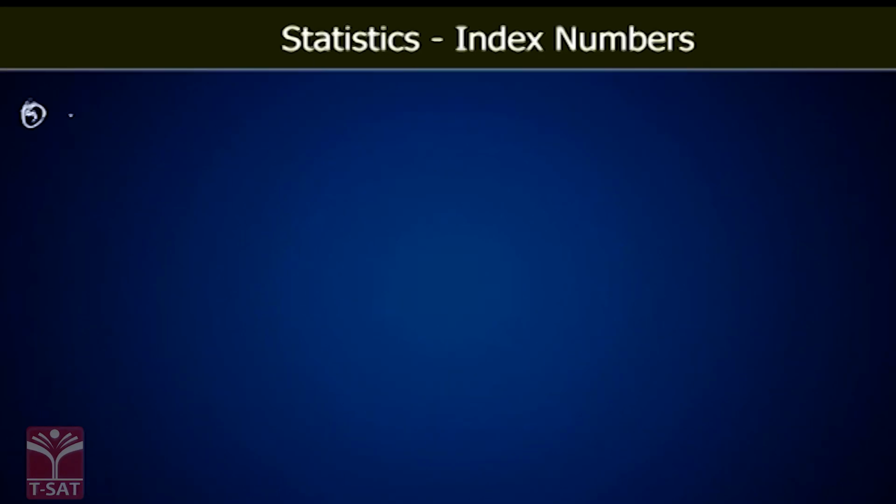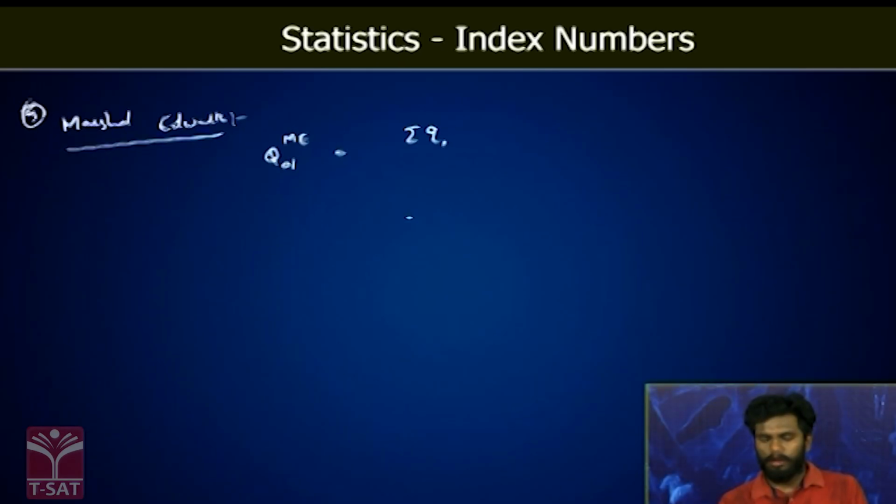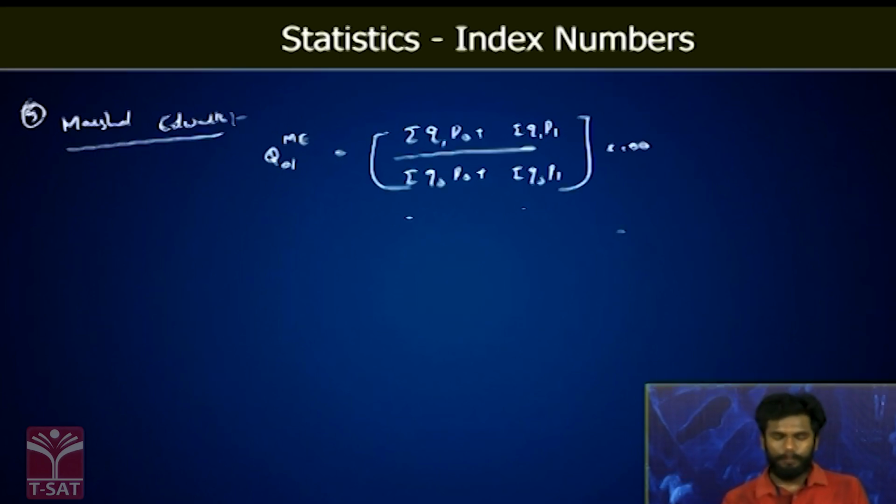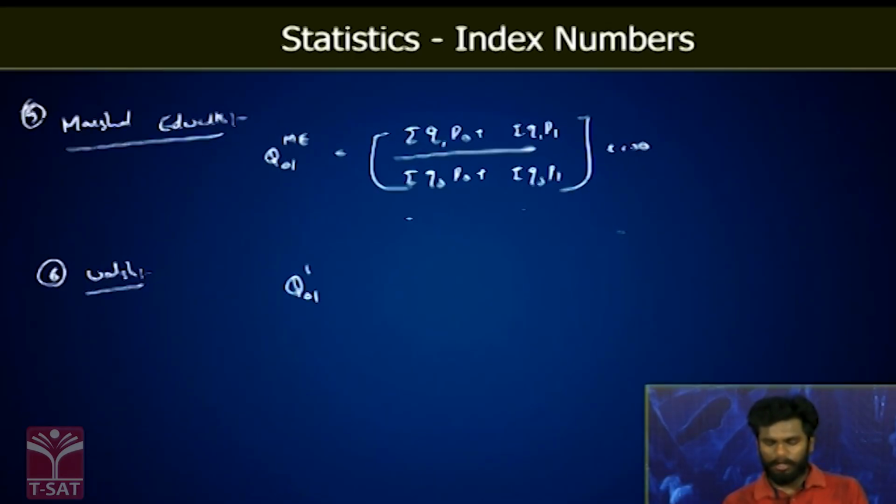Fifth one, Marshall-Edgeworth quantity index number. It is denoted by Q01 ME, and it is given by summation Q1 P0 plus summation Q1 P1 divided by summation Q0 P0 plus summation Q0 P1 into 100. Sixth one, Walsh quantity index number. It is denoted by Q01 W.